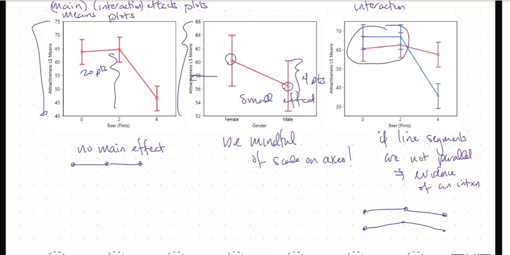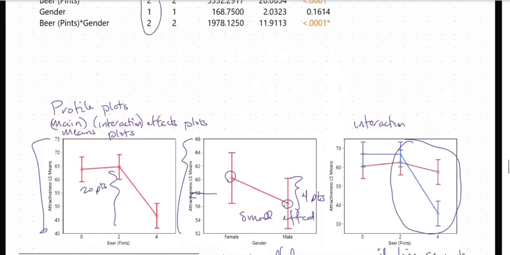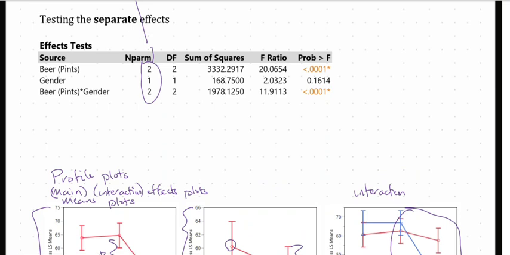But here, there's very strong evidence of an interaction because of what is going on between 2 and 4 pints. That change between 2 and 4 pints tells me that males and females are reacting very differently, and therefore we have an interaction. The effect of alcohol is not the same on males and females, or at least we have strong evidence that the effect of alcohol is not the same for males and females. And that's consistent with what we see in our test here.